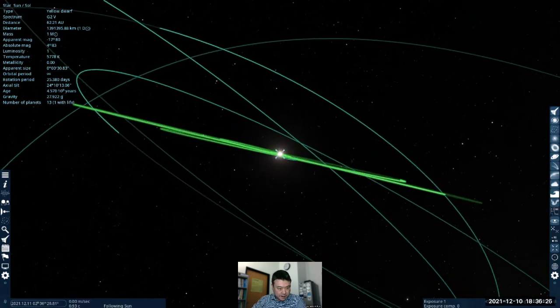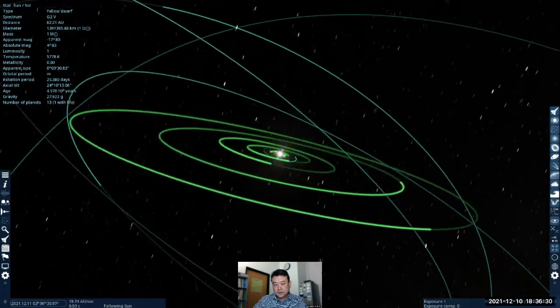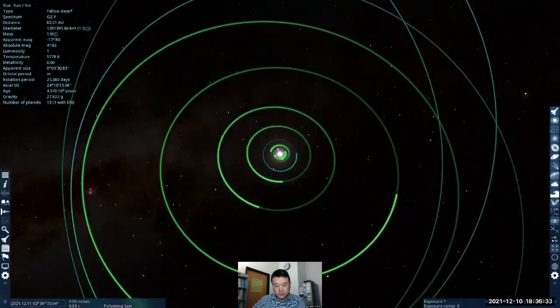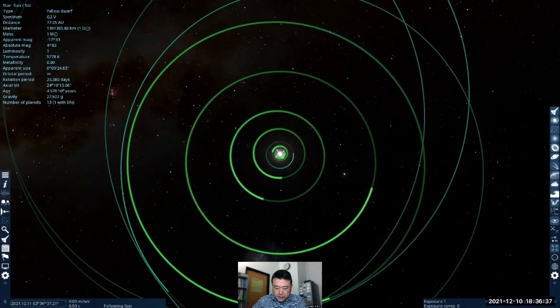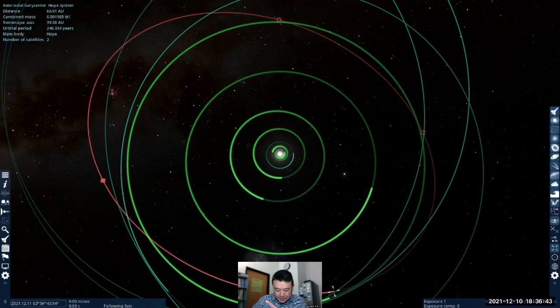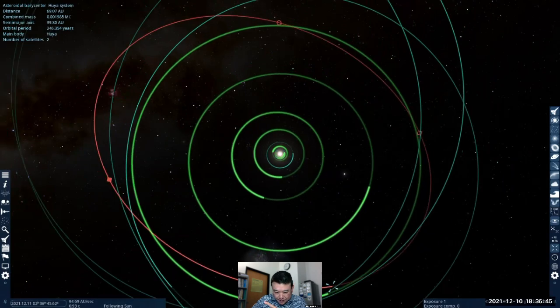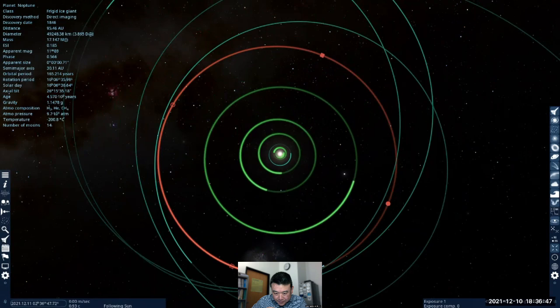So these bright green lines are all orbits of major planets. If I go in this view, you can kind of see it. So in the very outermost, I'm guessing, I think it's Neptune. Is it Neptune? Let me try to click it.